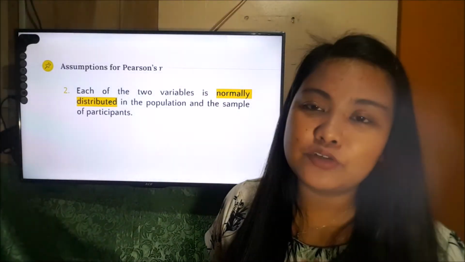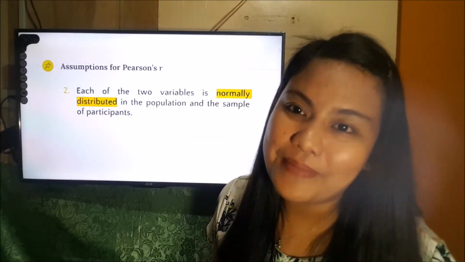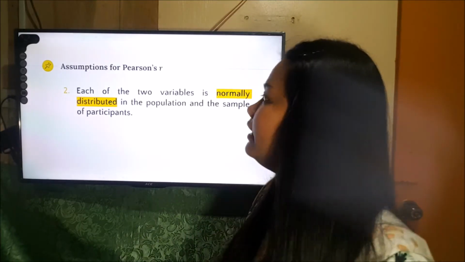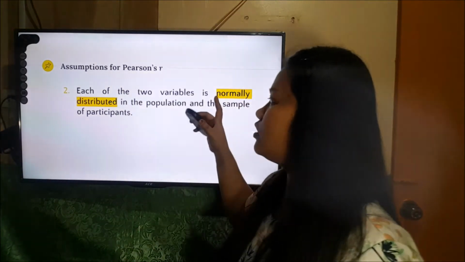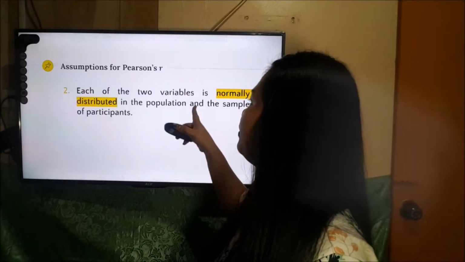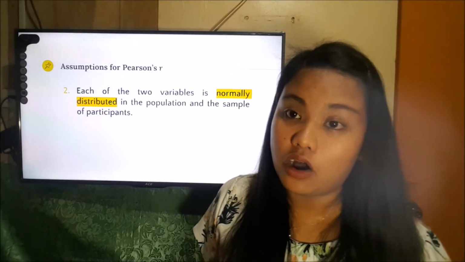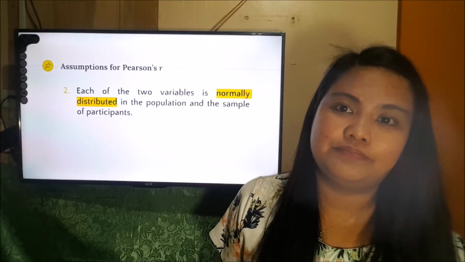The second assumption, since this is a parametric statistic, is that each of the two variables is normally distributed in the population and the sample of participants.